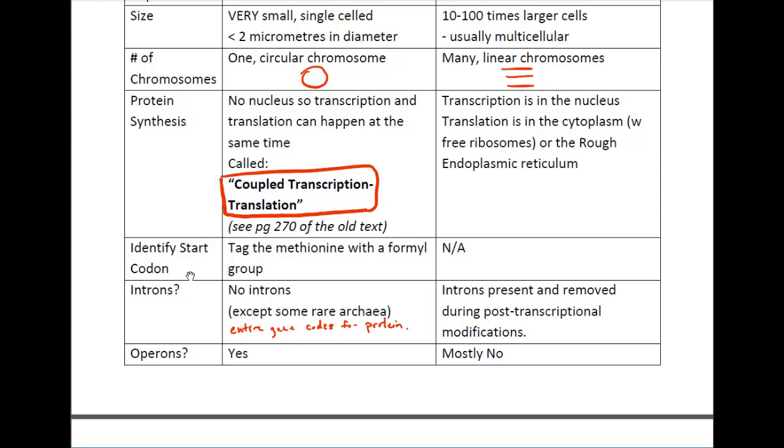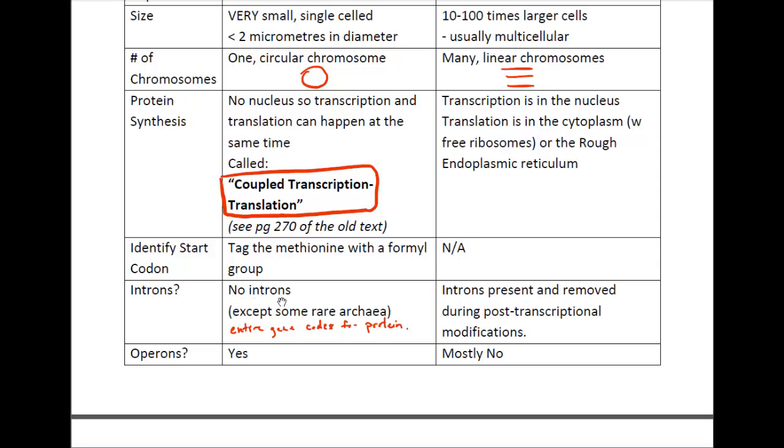How do they know where the start codon is? Well, these guys do a little bit of extra work. They make sure that they tag the methionine with a formyl group. So in other words, after you've made the protein, that methionine has already been tagged when it got added in, and that's how you know where the beginning of that protein is. Whereas we don't have anything like that. We don't need to worry about that.